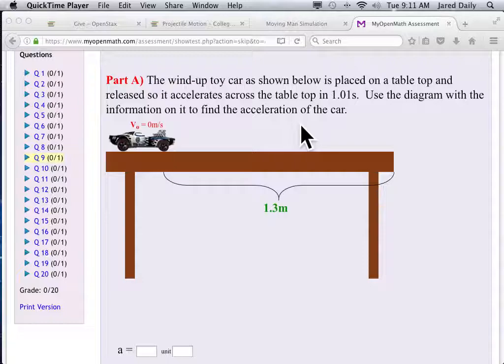And we find that the acceleration in the x direction equals 2 times x over t squared. The x is the 1.3 meters. The t is the 1.01 seconds. Plug it in and you'll calculate the acceleration.